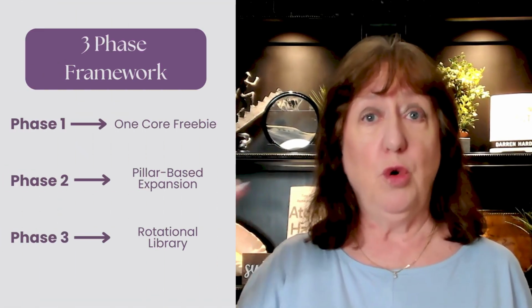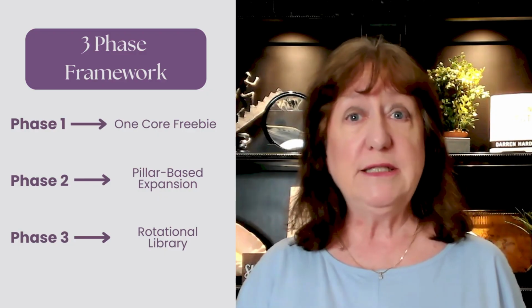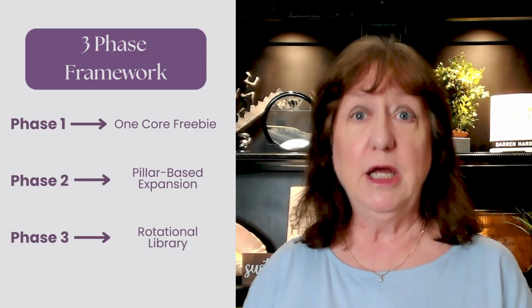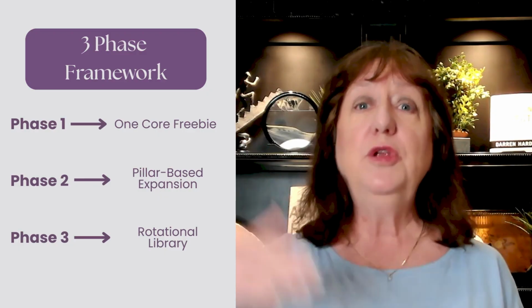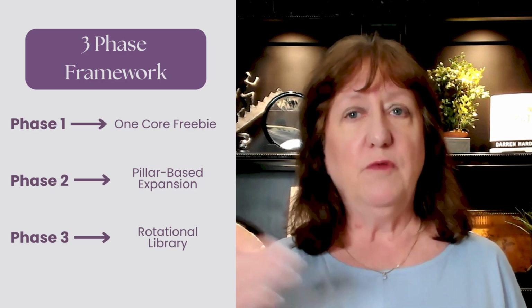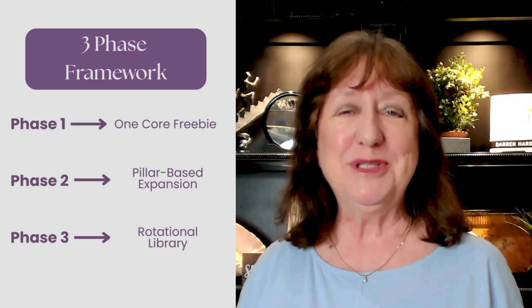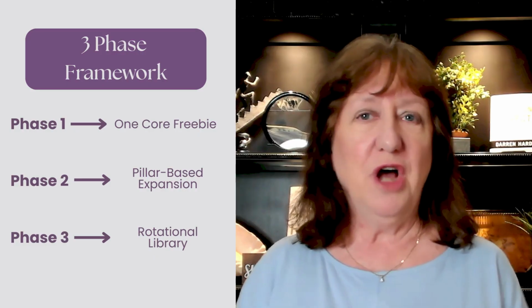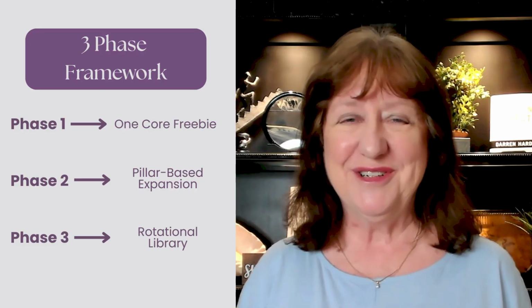So I want you to think of it like three phases. First, you build one core freebie. Once that's stable and consistently promoted, right, then you can expand based on your content pillars. And then over time, that becomes a rotational library, not a constant rebuild cycle.